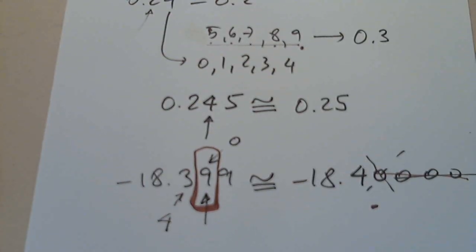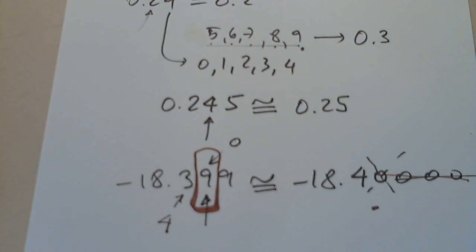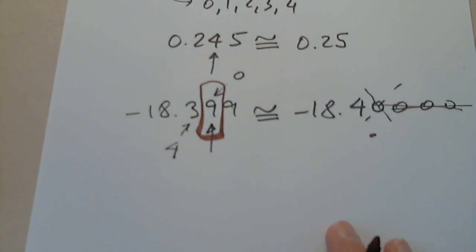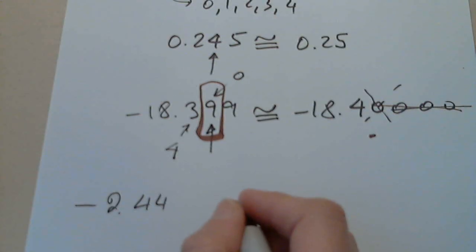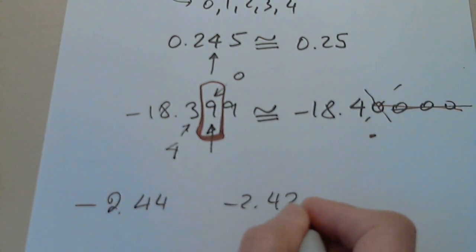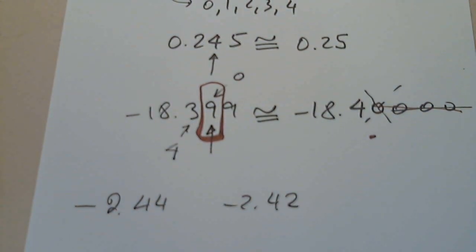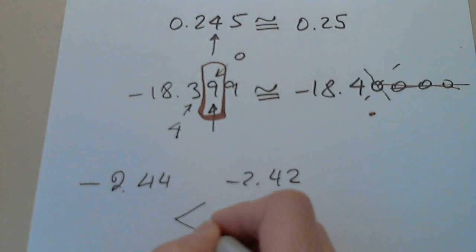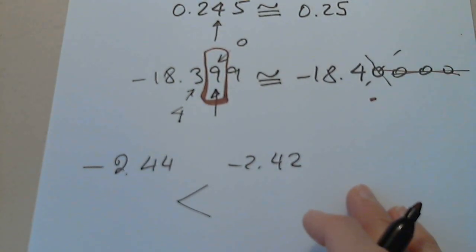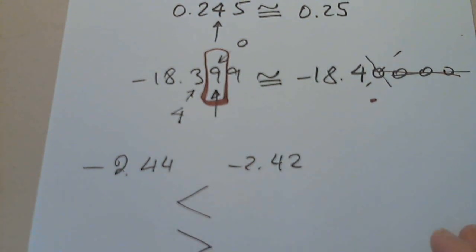Okay, so here they want us to identify which one is larger. So let's work on this problem: negative 2.44 and negative 2.42. It's a very good example. So the question is, is this the correct inequality symbol, or is this the inequality symbol?